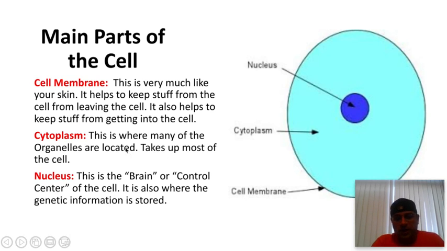So the cytoplasm is where many of the organelles or little organs are located, and this takes up most of the cell. Then finally, the nucleus. This is the brain or the control center of the cell. It is going to be in the middle, and it's going to protect the DNA.